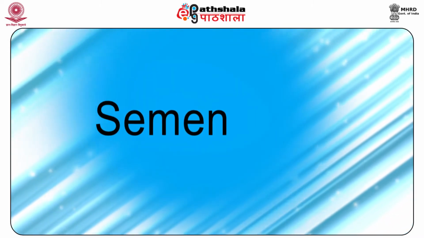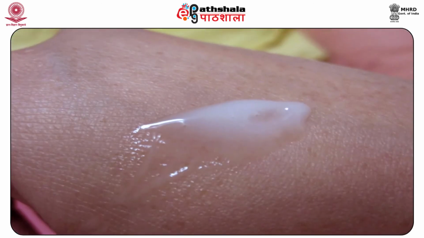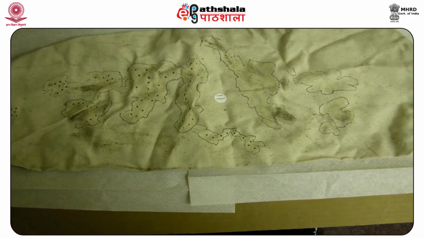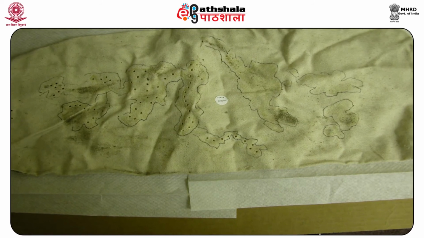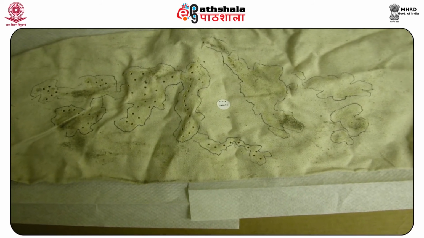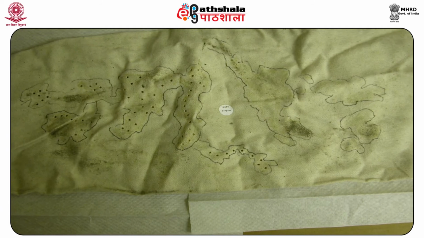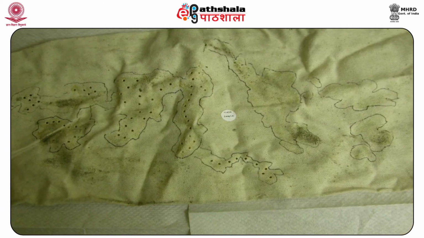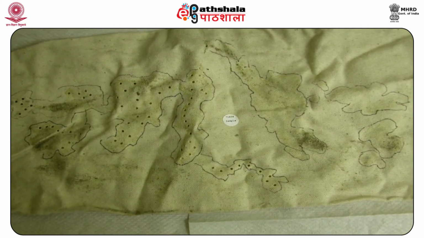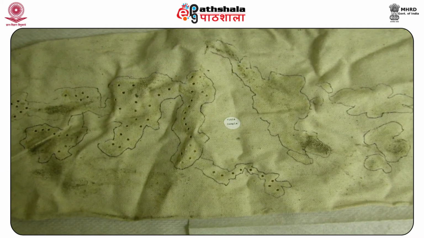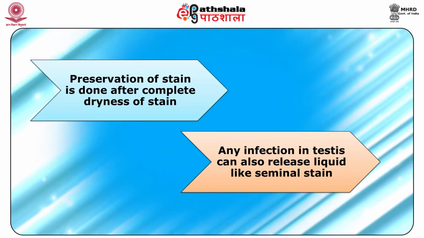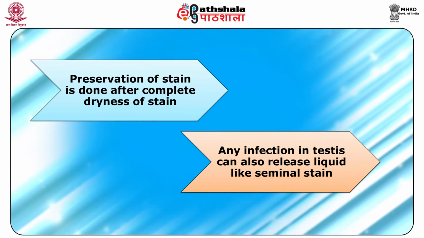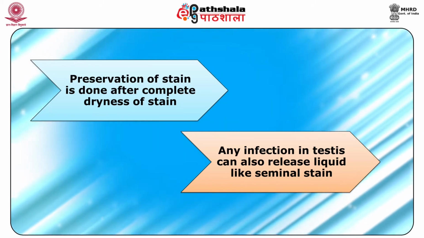Next we have semen. Collection of a semen stain requires much precaution. Semen becomes brittle after drying. So, if cloth or another article is not handled properly or is folded, then the spermatozoa are broken into pieces. Preservation of a semen stain is always performed after complete dryness of the stain.